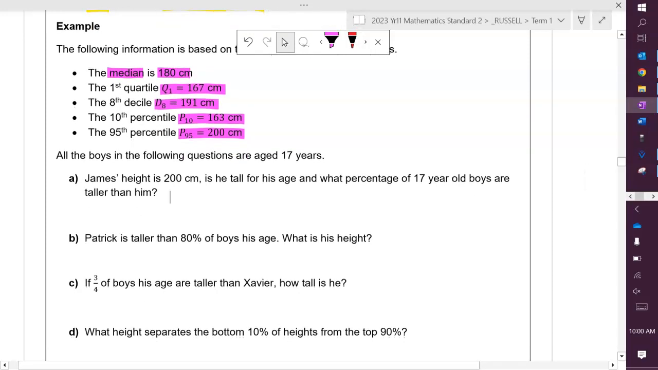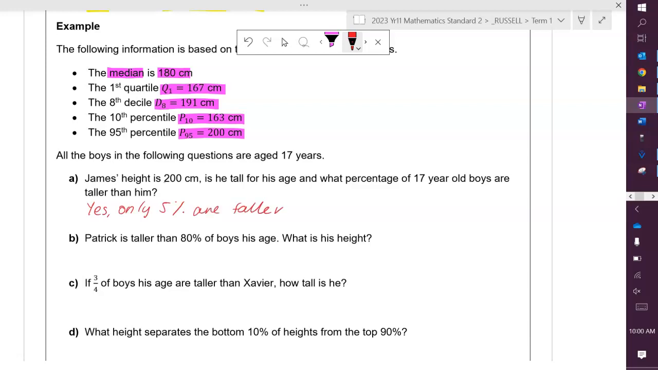James's height is 200 centimetres. Is he tall for his age, and what percentage of 17-year-old boys are taller than him? If we look at the information there, he is 200 centimetres, so that puts him in that 95th percentile, which is that top 5 percent. So we just say, yes, only 5% are taller as he sits in the 95th percentile.